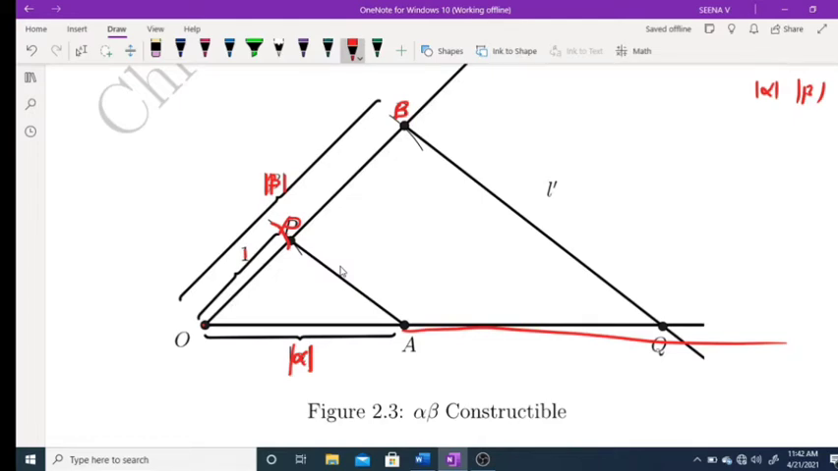Then draw a line L dash through B which is parallel to PA. We have straight edge and compass, so we can easily draw a line parallel to PA. So draw L dash through B parallel to PA, and this L dash meets the extended OA at Q.